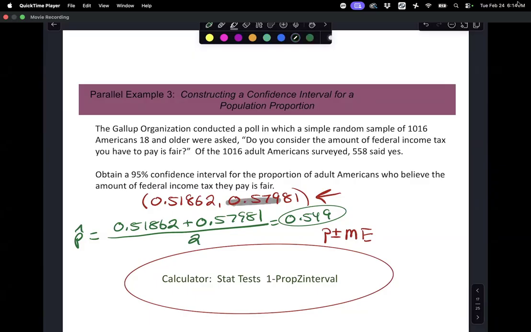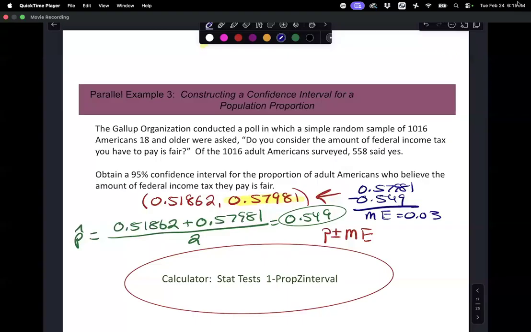So you can just take this upper value right here and subtract your P hat from it, and that'll give you the margin of error. So I'm going to take 0.57981 and subtract 0.549. I don't need to use all those decimal values, and I got my margin of error: 0.03 with some numbers afterwards.